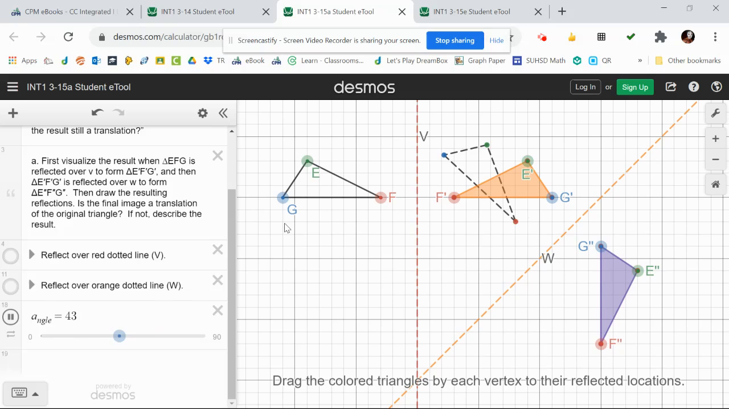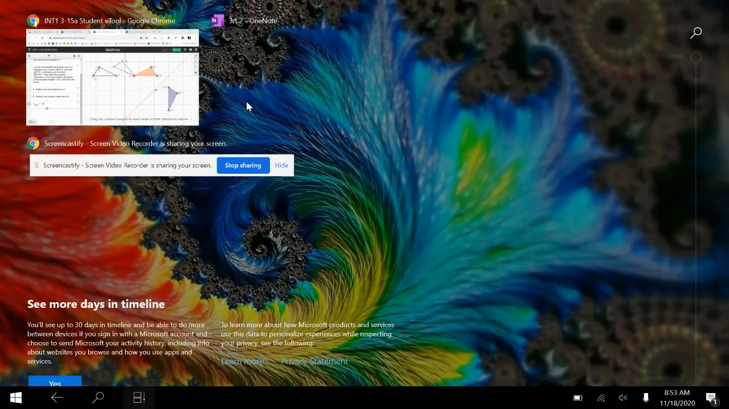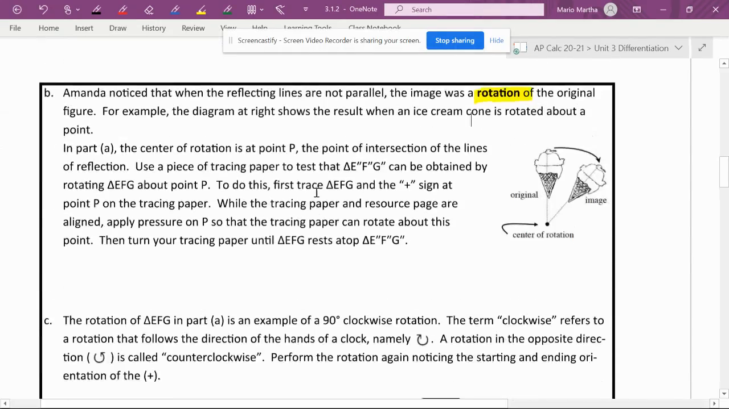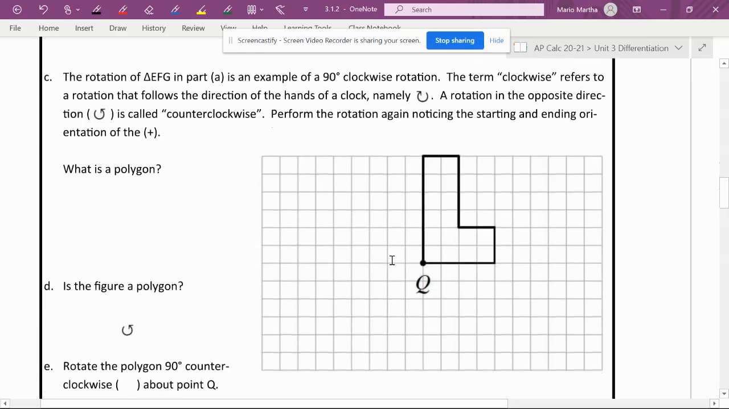And again, you guys are more than welcome to keep playing with the tools until you get the hang of it. All right, so for example, diagram, so that's rotation. In part A, the center of rotation is a point P, the point of intersection, right? Make sure the tracing paper and resource page are aligned, so you can practice tracing the rotation, right?